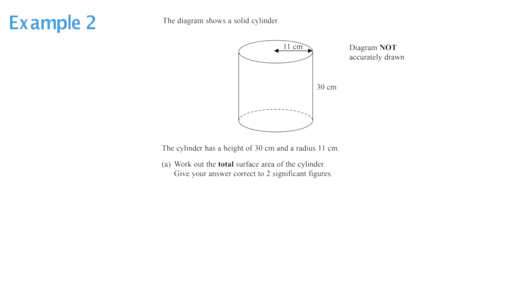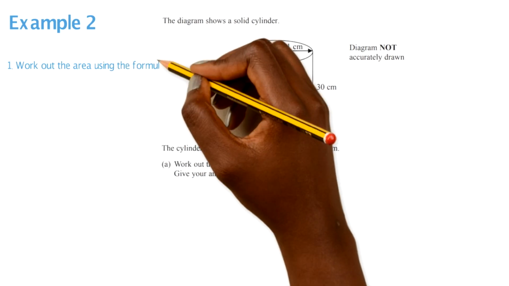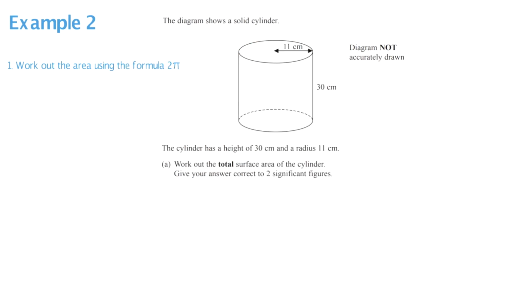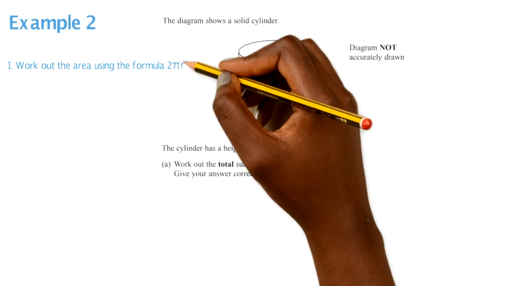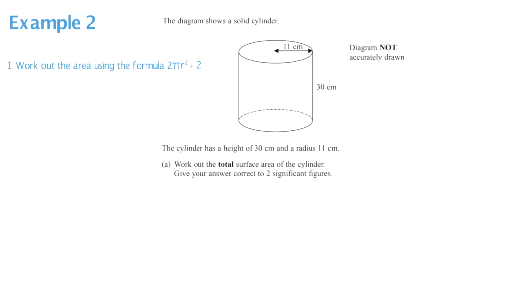Example 2. So here we've got our cylinder, and it wants us to work out the total surface area. So again, for the cylinder, remember the surface area, because it has the 2 circles. So you're going to do the pi r squared times 2, and then add that to 2 pi r h. So your radius times your height times pi.